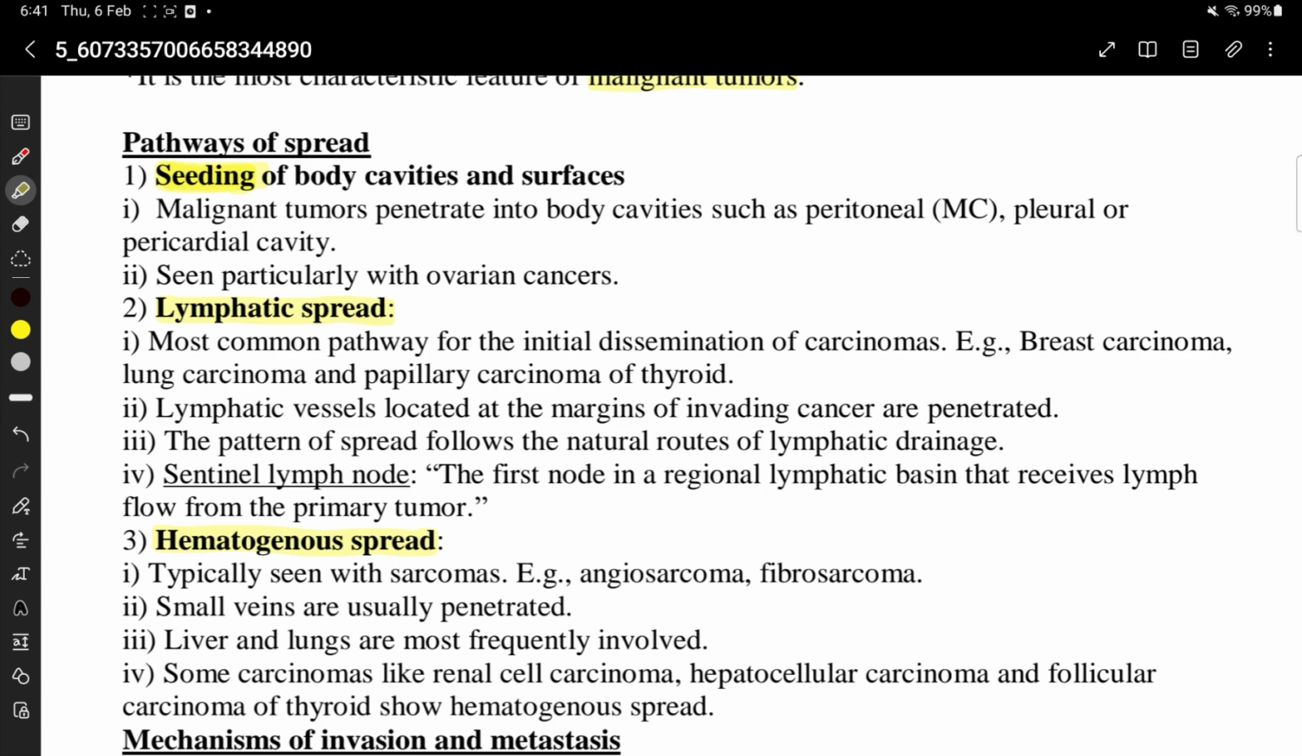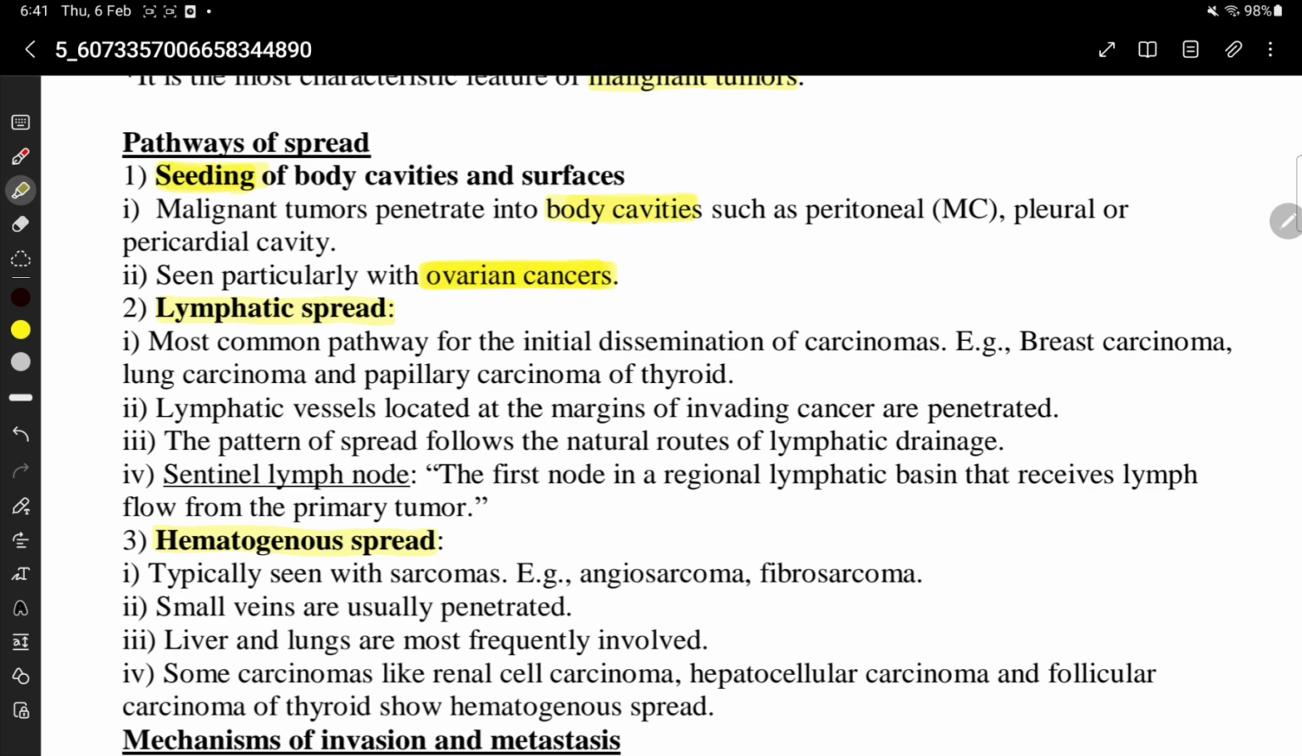Seeding of body cavities and surfaces. Malignant tumors penetrate into the body cavities such as the pleural cavity, pericardial cavity, and peritoneal cavity. The peritoneal cavity is the most common cavity in which they penetrate, seen particularly with ovarian cancers.